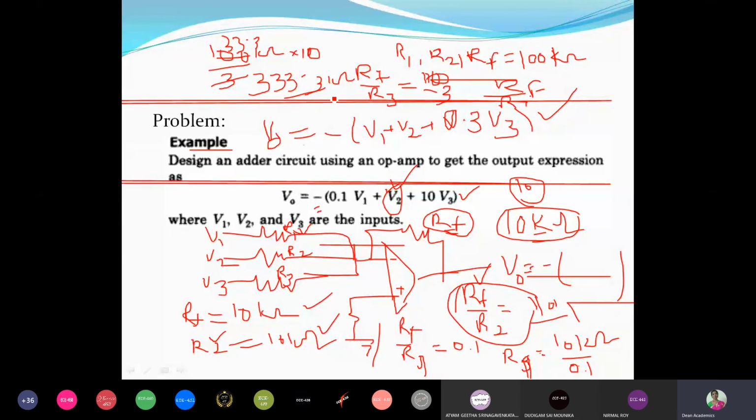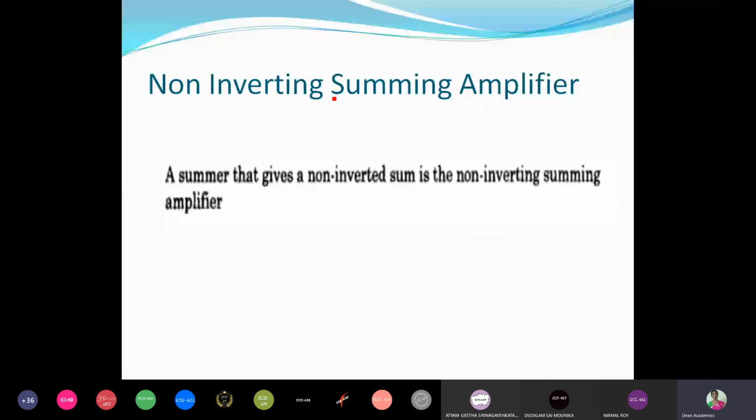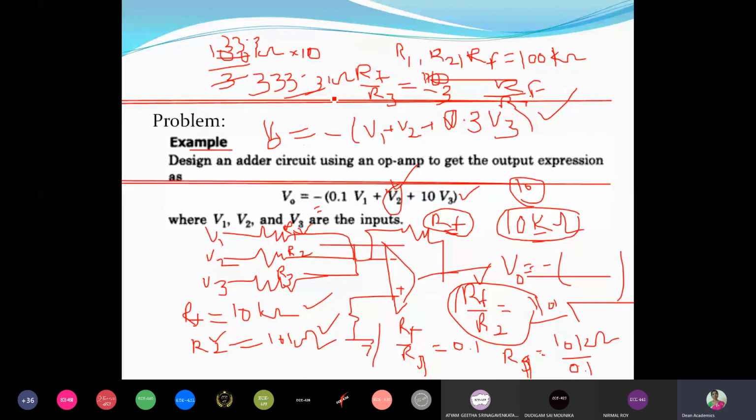In the next class, we are going to discuss non-inverting summing amplifier. Here it is a summer that gives a non-inverted sum. That's why it is called a non-inverting summing amplifier. Also a subtractor, which is just a rearrangement of these values. The same adder can be used as a subtractor also by proper selection of the resistors.